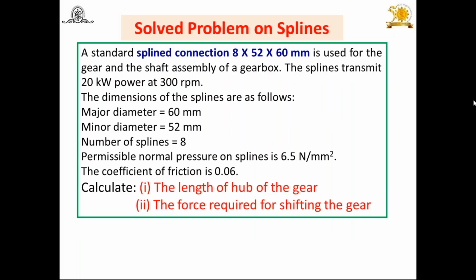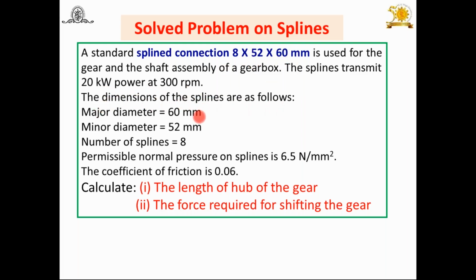Now let us see one small interesting problem to understand the concept of design of this spline. You can take a notebook and write down: a standard spline connection 8 by 52 by 60 mm is used for the gear and shaft assembly of a gearbox. The spline transmits 20 kilowatt power at 300 rpm. Dimensions of the spline are as follows.